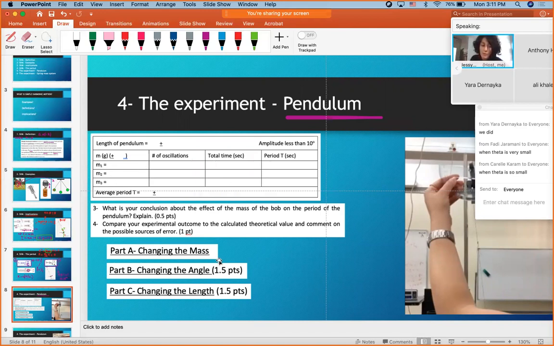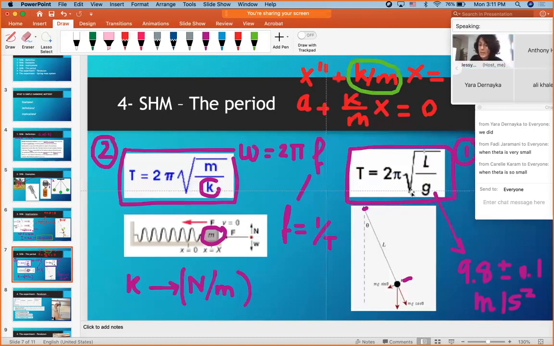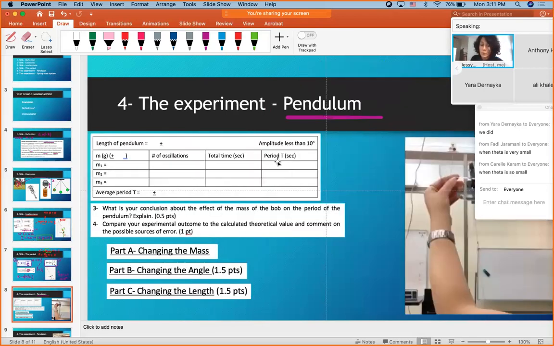You explain and you discuss. Compare your experimental outcome to the theoretical. How do you calculate the theoretical? You simply use the equation: T is 2 pi radical L over G. L is given, G is given. You find T, and then you compare it with whatever is given to you.